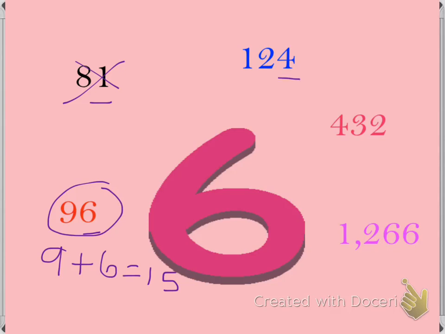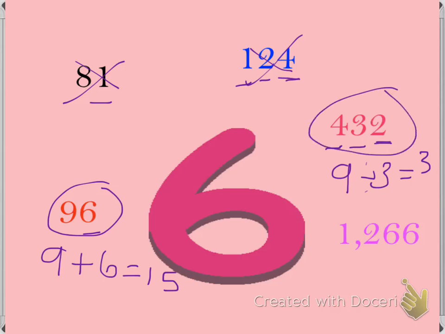124, it's even. Check. 1 plus 2 is 3. 3 plus 4 is 7. 7 is not divisible by 3. So it's not divisible by 6. 432, it's even. Now let's add up the digits. 4 plus 3 is 7. 7 plus 2 is 9. Is 9 divisible by 3? Oops, sorry about the sloppy writing. Yes, it is. Therefore, the whole number is divisible by 6.